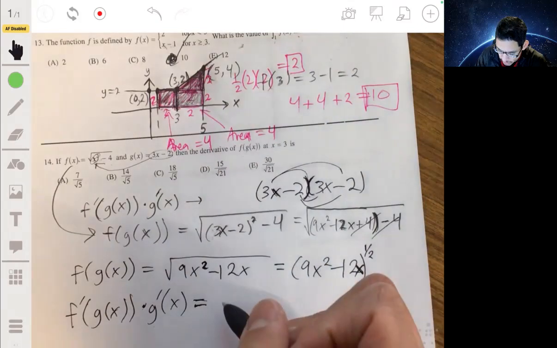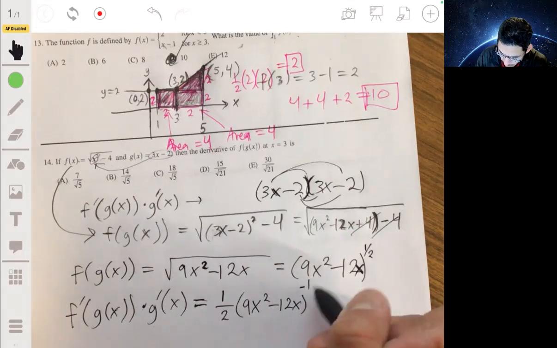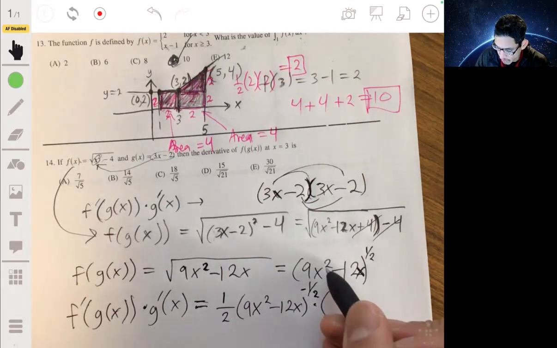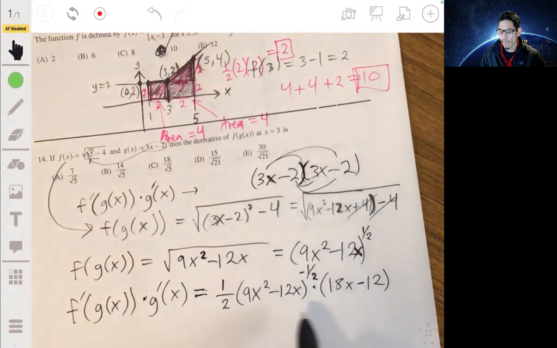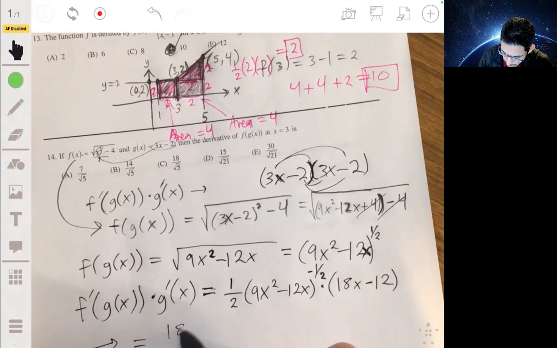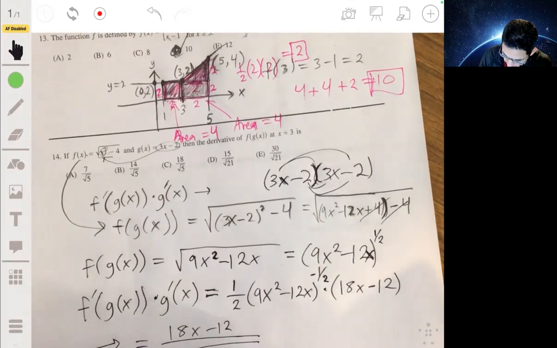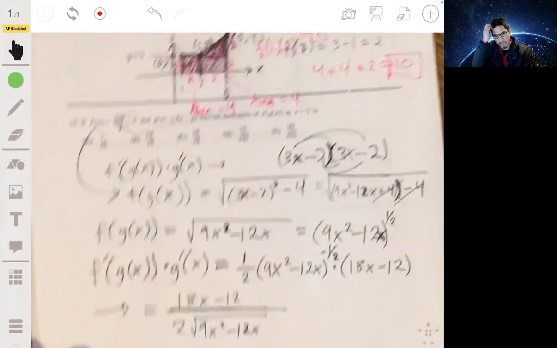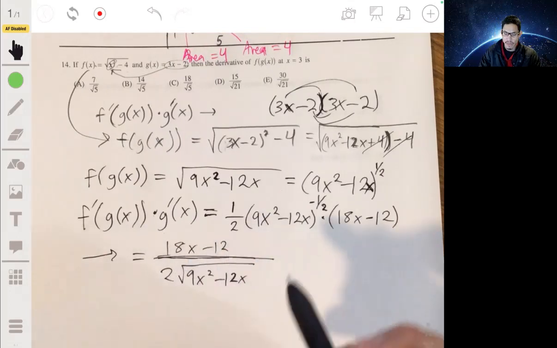So using the power rule, 1/2 times 9x squared minus 12x to the negative 1/2, times the derivative of the inside. The derivative of the inside will be 18x minus 12. And this is essentially equal to 18x minus 12 over 2 times the square root of 9x squared minus 12x. Now you can go further and factor some stuff out, but let's just leave it like this for now.